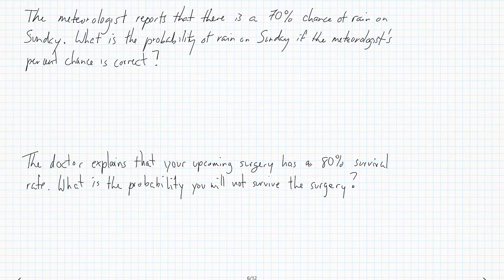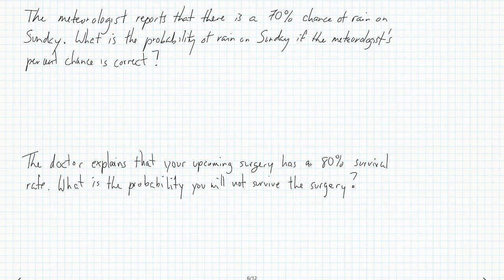So now, making the transition into probability, let's see how this works. The meteorologist reports that there is a 70% chance of rain on Sunday. What is the probability of rain on Sunday if the meteorologist's percent chance is correct? So assuming they're giving us the right weather report.